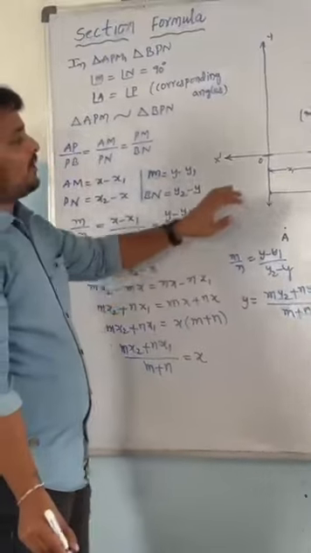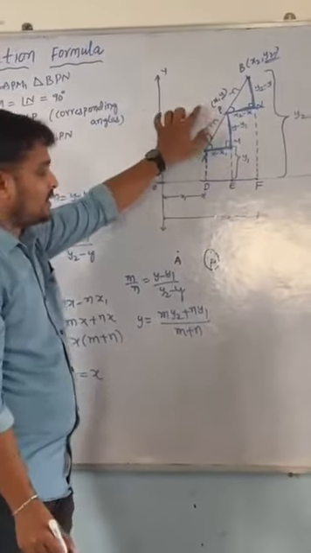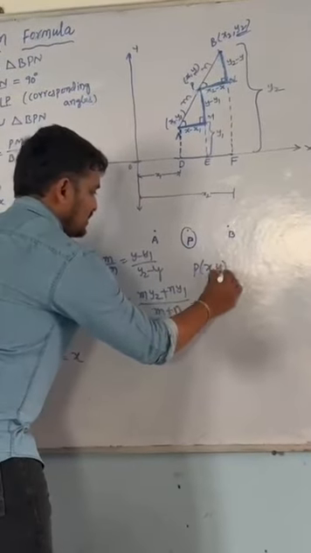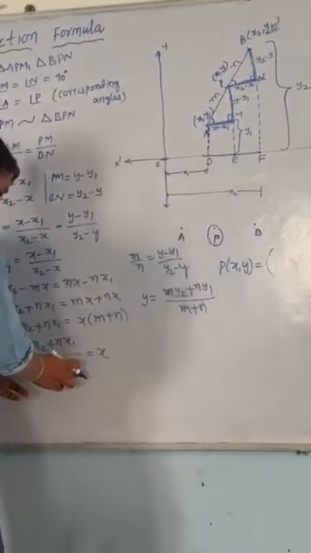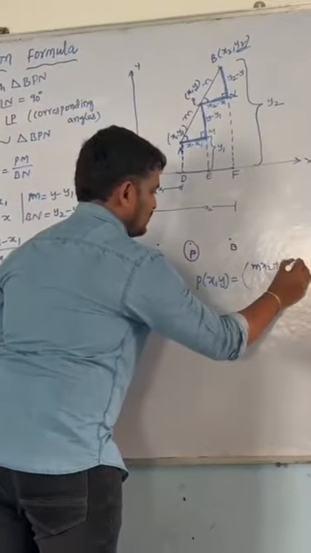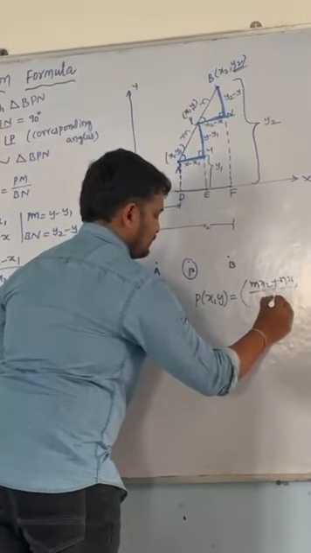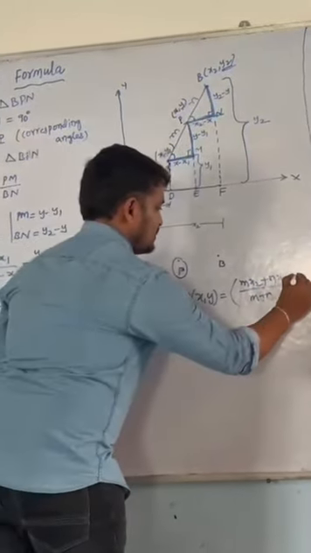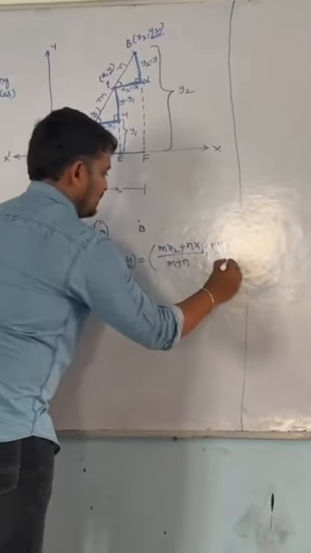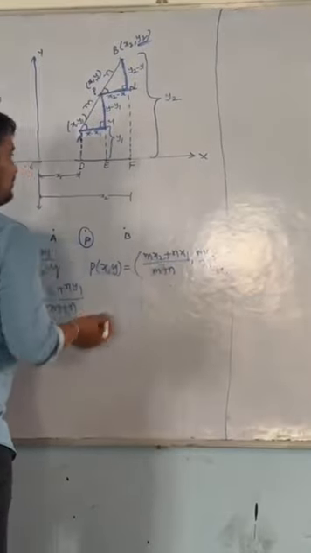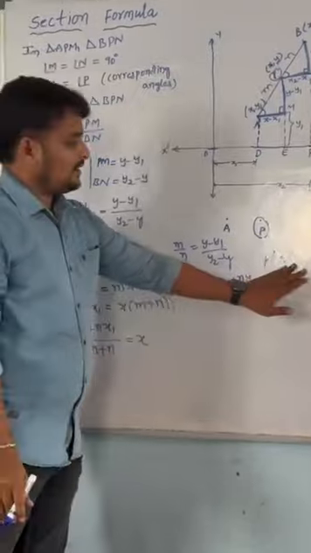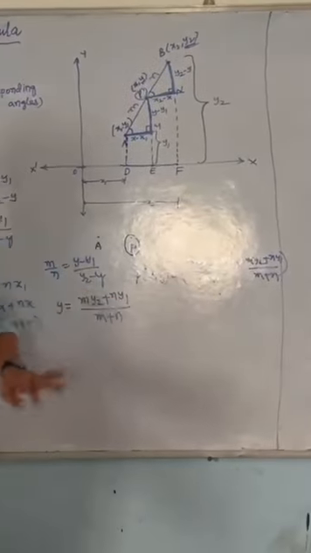Finally, we want to find the coordinates of P. P we are taking as P of X comma Y. That is P of, what is the value of X here? The X is mX2 plus nX1 by m plus n, comma, and the second one is mY2 plus nY1 by m plus n. So finally we found the exact location of the point P. So this is the derivation of the section formula. Thank you.